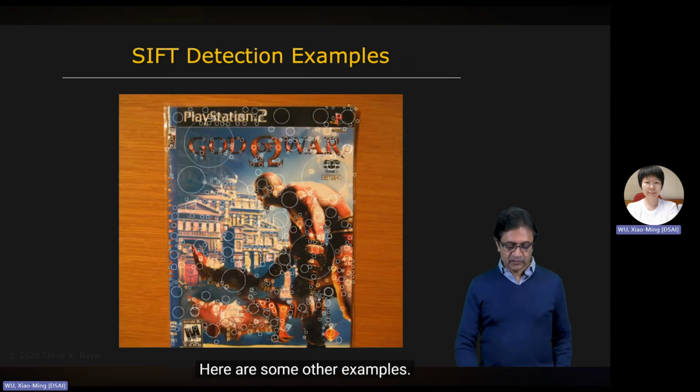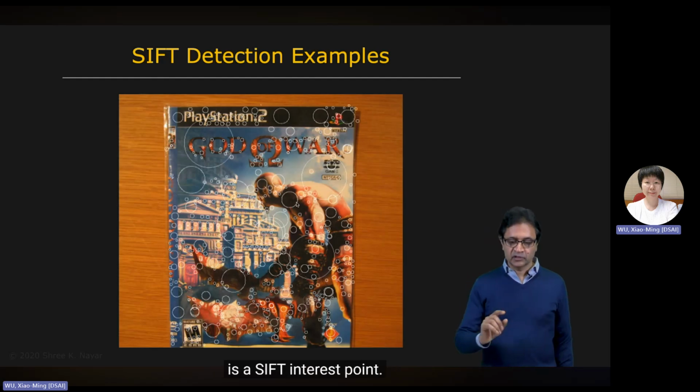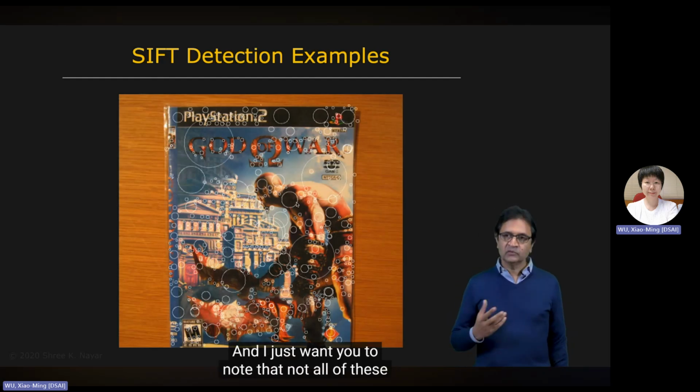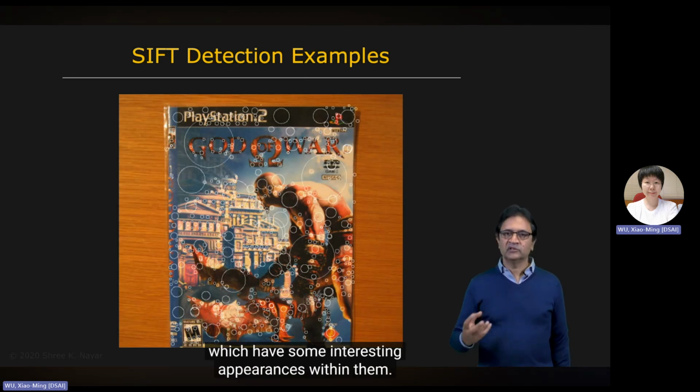Here are some other examples. So here's an object, and you see every circle here is a SIFT interest point. And I just want you to note that not all of these are obviously blobs. We're looking at things that are blob-like, which have some interesting appearances within them.